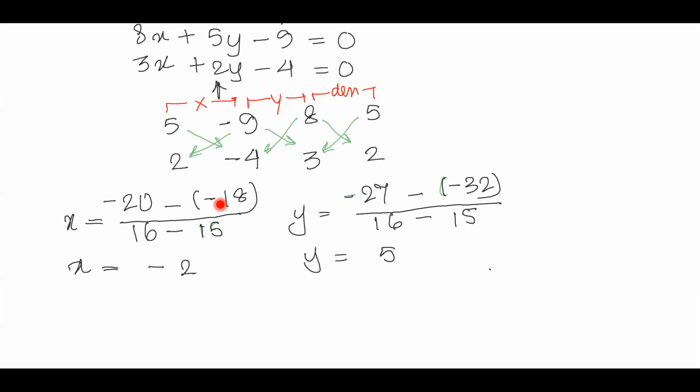The same thing, minus 9 multiplied by 3 is minus 27, minus of 8 multiplied by minus 4, which equals minus 32. The same pattern you have to copy paste for the denominator, both the places. 8 twos are 16, minus 3 fives are 15. And then you simply work it out and you get the answer.